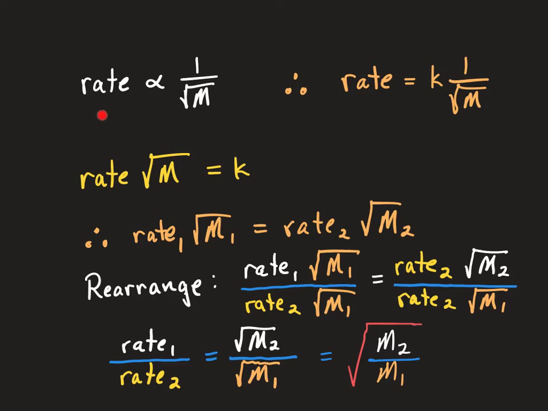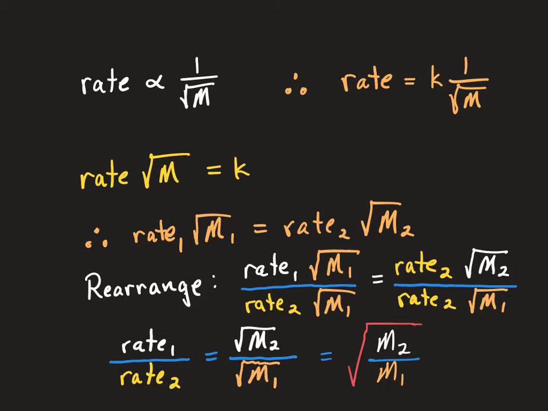If we express that as an expression, rate is proportional to 1 over the square root of the molar mass. The way we get rid of a proportionality is to add a constant term. So we get rate is equal to some constant times 1 over the square root of the molar mass. And if we isolate that constant by multiplying both sides by the square root of the molar mass, we get the rate at which the gas is escaping times the square root of the molar mass is equal to a constant.